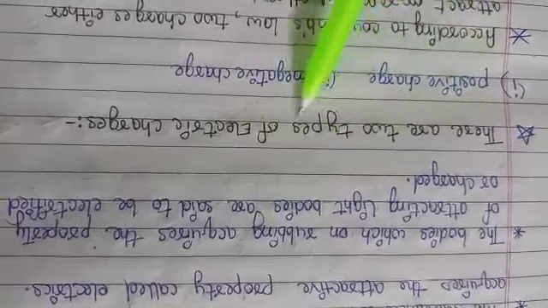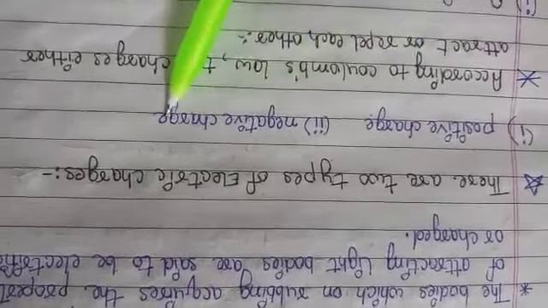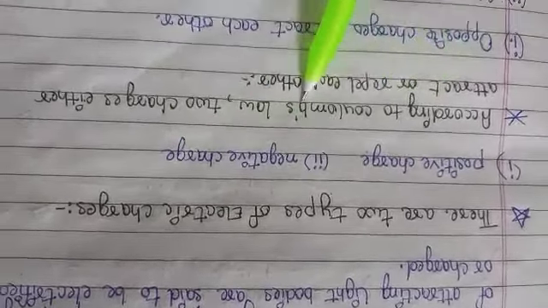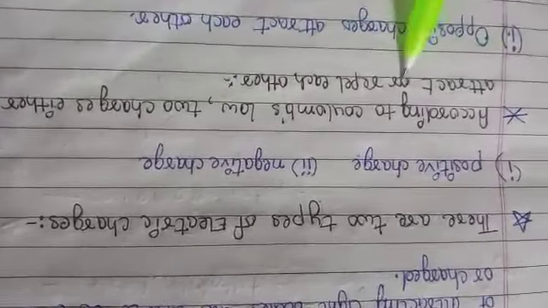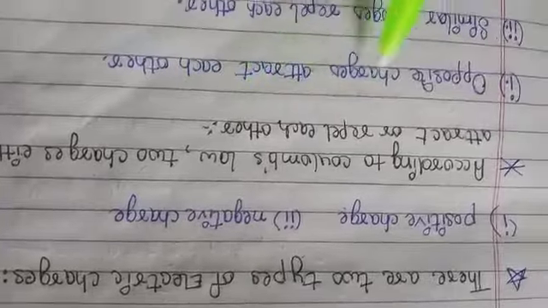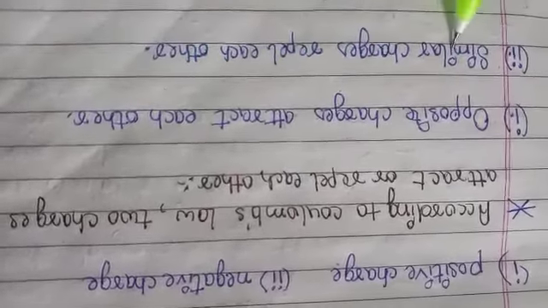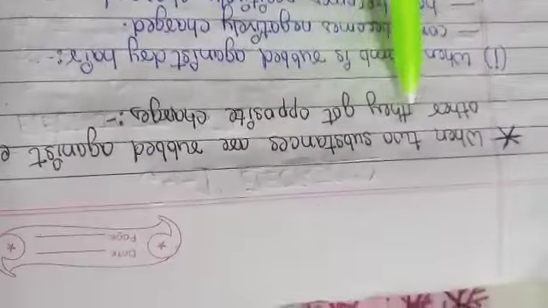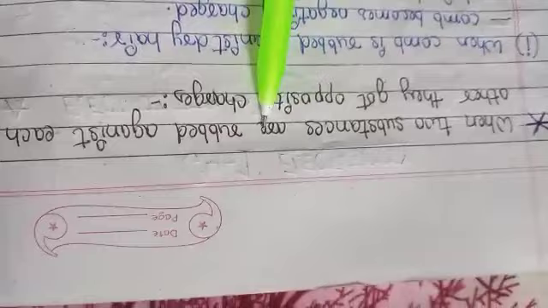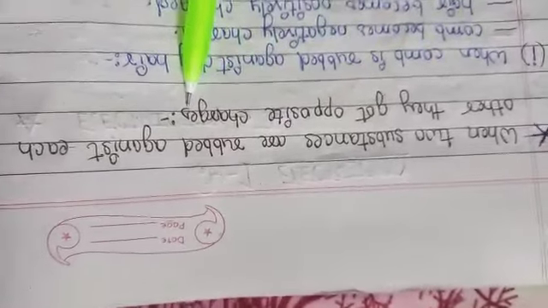There are two types of electric charges, positive charge and negative charge. According to Coulomb's law, two charges either attract or repel each other. Opposite charges attract each other and similar charges repel each other. When two substances are rubbed against each other, they get opposite charges.